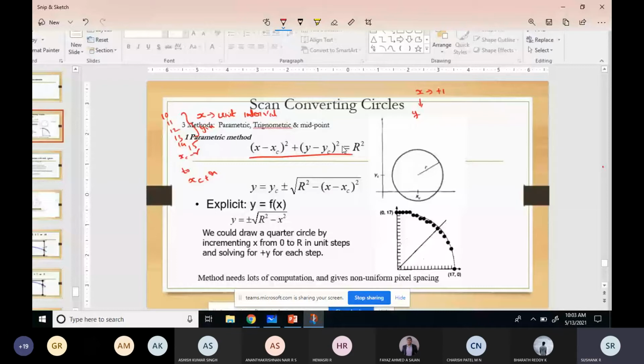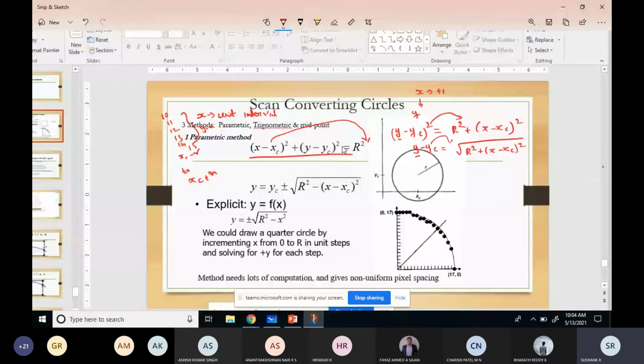So how do you calculate the y value? You can see this equation. If I shift the x term to the right hand side, what will be my equation? y minus yc the whole square is equal to r square plus x minus xc the whole square. After this, how do you get the value of y? First thing is square root. The square is there, so I'll shift the square to the right hand side. So y minus yc is equal to square root of r square plus x minus xc the whole square.